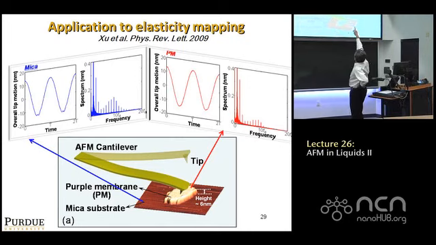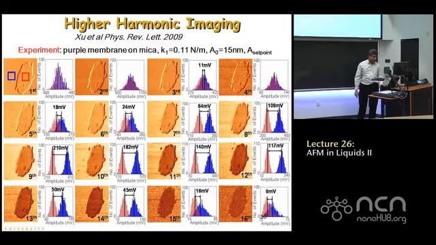You do it on the soft purple membrane, and the ringing is really reduced. You see it in the red curve, but you can see it in the Fourier transform, these harmonics, the 7th, 8th, 9th, don't light up as much. And so with that in mind, you can do simple imaging.